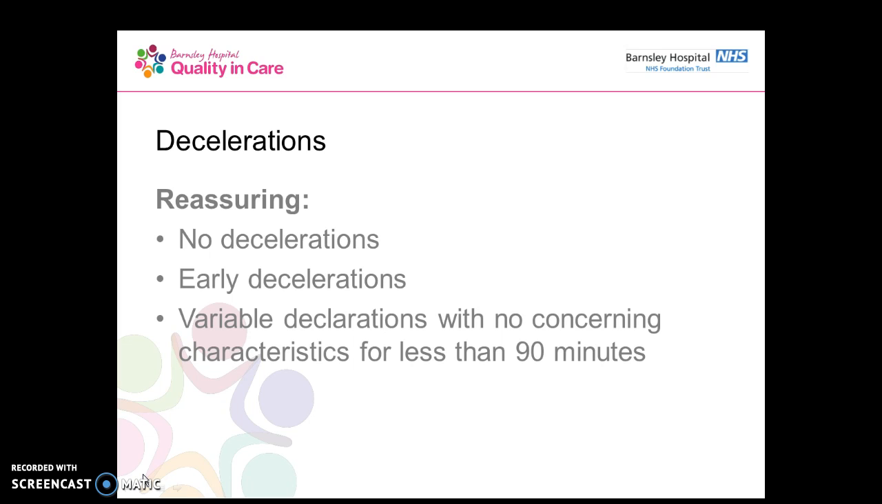So when you're looking at decelerations, reassuring features are that you've got no decelerations at all, or you've got early decelerations, or you've got variable decelerations that have got no concerning characteristics that have been there for less than 90 minutes. And in a slide further on, I will describe what are concerning characteristics of a deceleration.